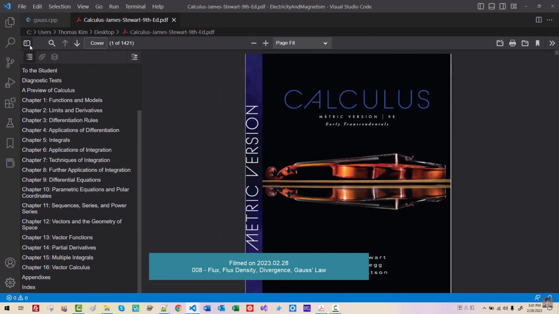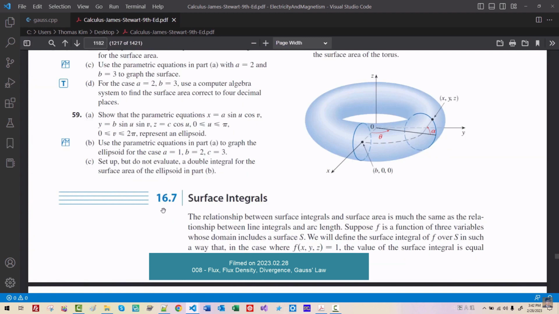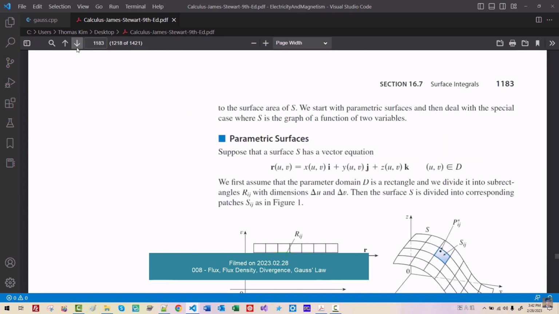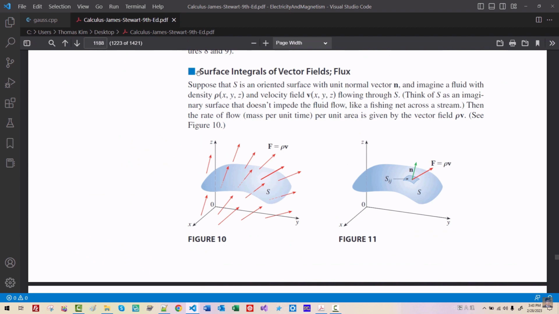Click this button, Chapter 16, section 16.7, surface integrals. If you scroll down on page 1188, you can find surface integrals of vector field flux. We will start with flux.